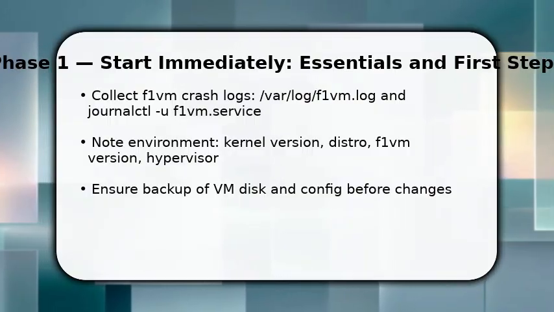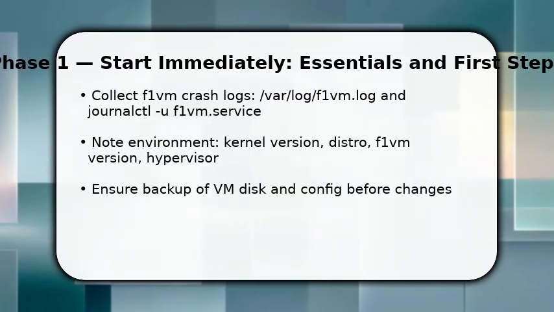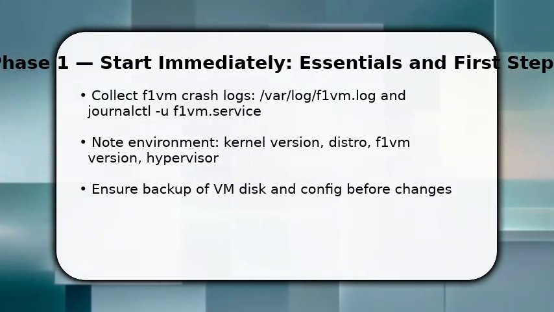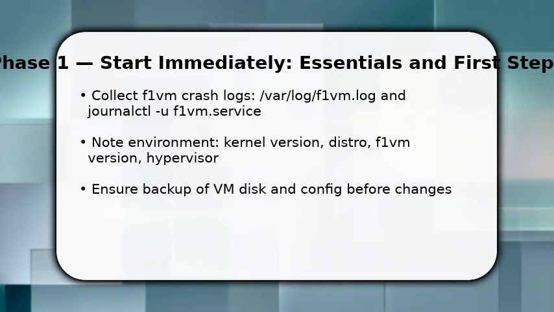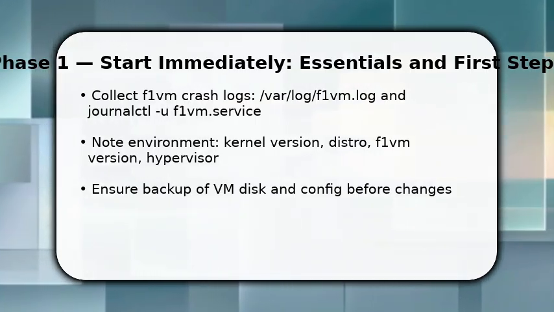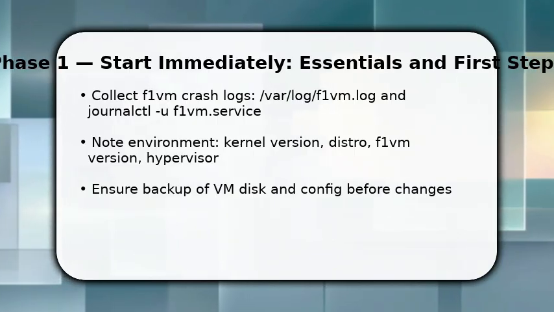You start by collecting evidence. Get the F1vm log files and the system journal immediately. Explain why. Logs show the crash signature and timestamp, which direct the fix. Once done, record kernel, distro, F1vm, and hypervisor versions so you can reproduce the environment.